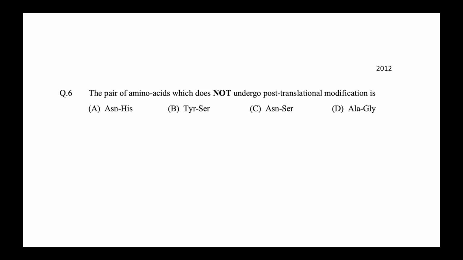Hello everyone. So in today's video, we are going to discuss this question which has appeared in the 2012 Life Sciences GATE examination. This is question number 6 in the biochemistry section. The question says that the pair of amino acids which does not undergo post-translational modification is. The four options are given: asparagine and histidine, tyrosine and serine, asparagine and serine, alanine and glycine.